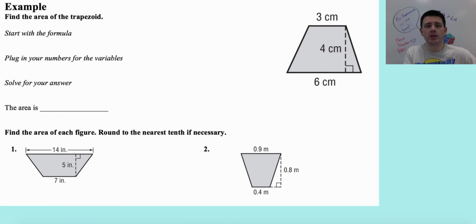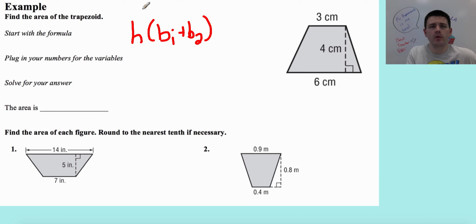So let's try putting it to use. We're going to do a couple together, and then you're going to try a couple. But start with your formula. My height times the sum of my two bases. I don't know why I keep making it I instead of 1. And then I'm going to divide by 2 when I'm all done. So plug in what I know.